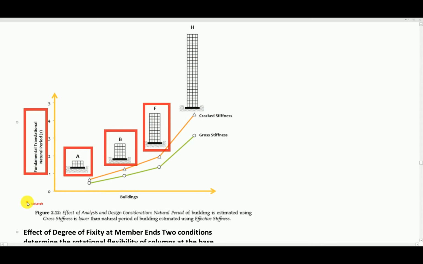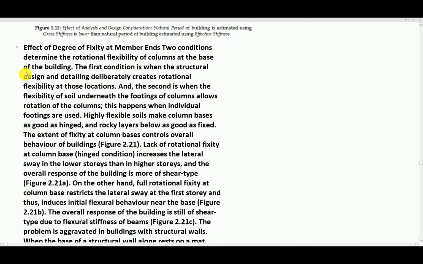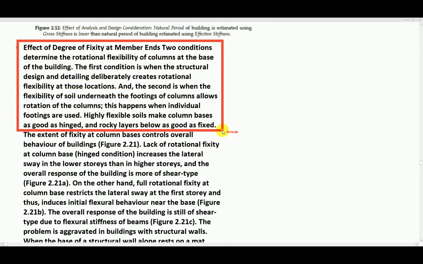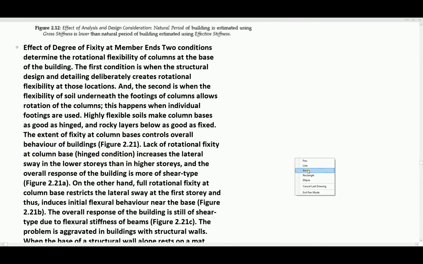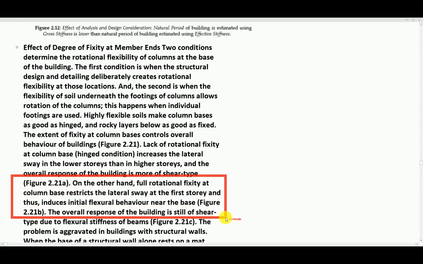The effect of degree of fixity at member ends, at supports, also plays a high role. For example, we take a fixed base for small structures up to 2 to 4 storeys. But when flexible foundation soil is there, then the column base may act like a hinge or partial hinge. So the effect of fixity governs the founding criteria as per site or structure. So that can be incorporated in our models.